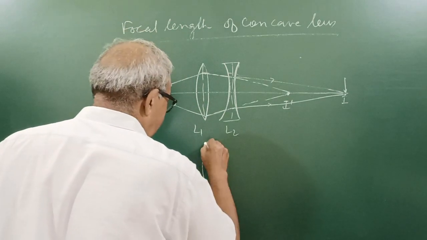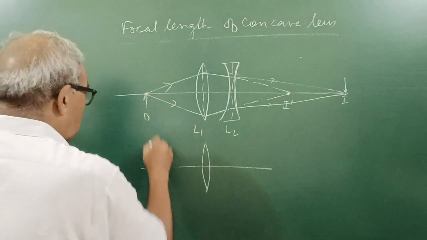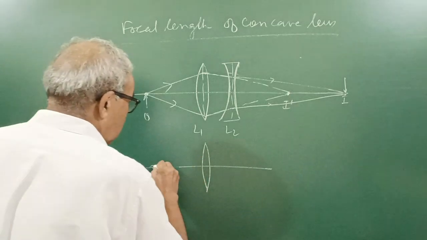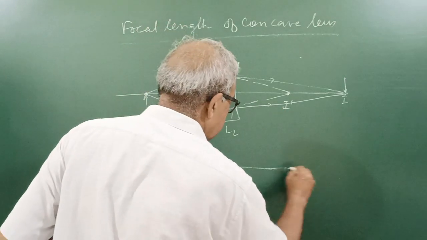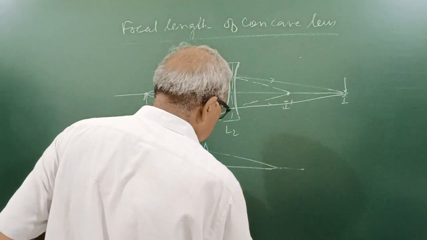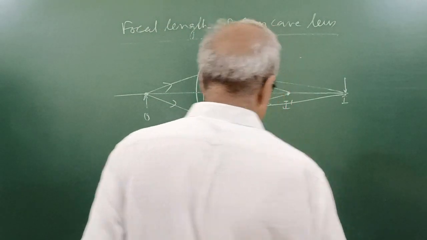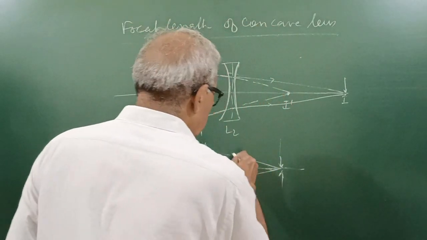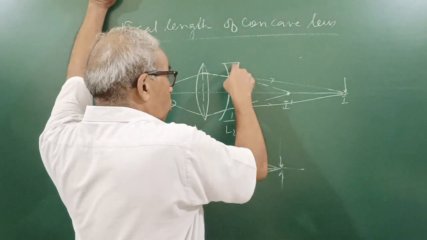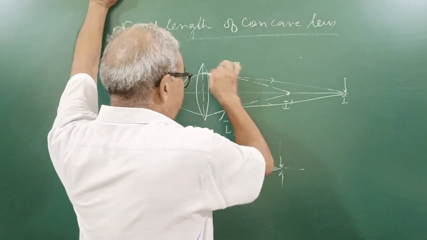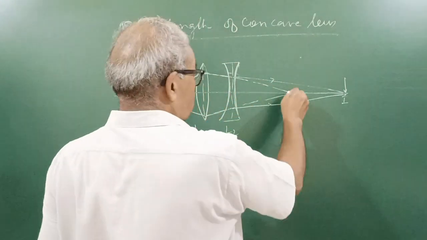Replace this concave lens. Object is there. Don't change the position of the object. Then you will get this image here. Now you can remove the parallax. Then note this position. I told you, for a concave lens, the image formed by the convex lens acts as a virtual object.